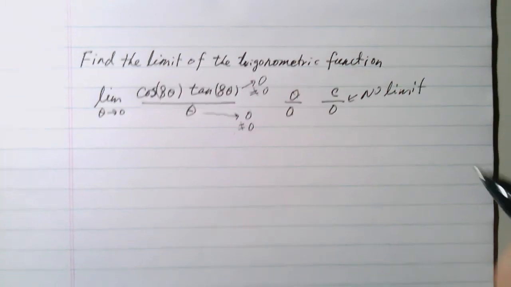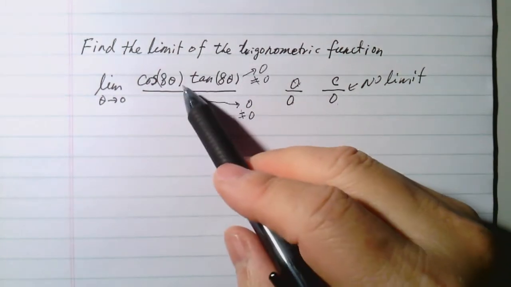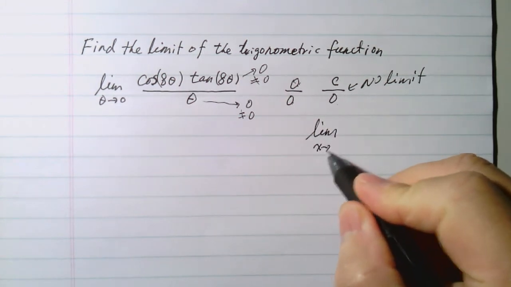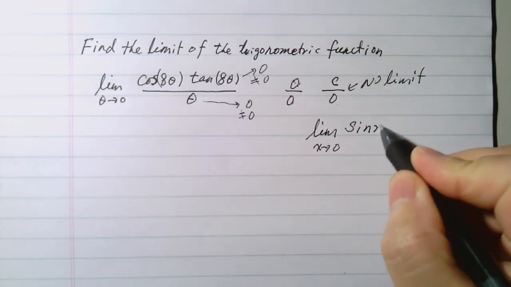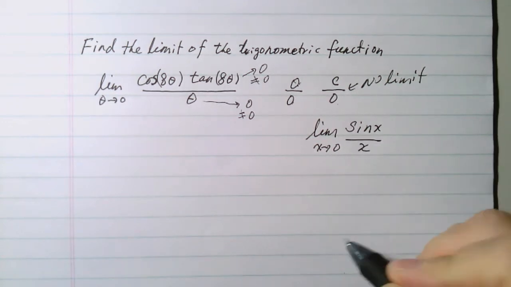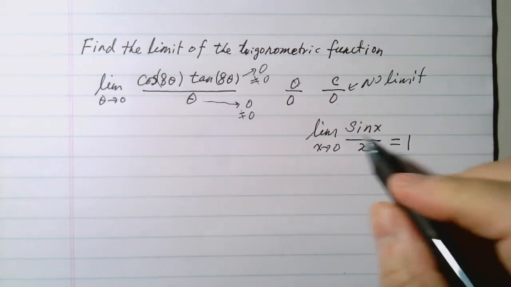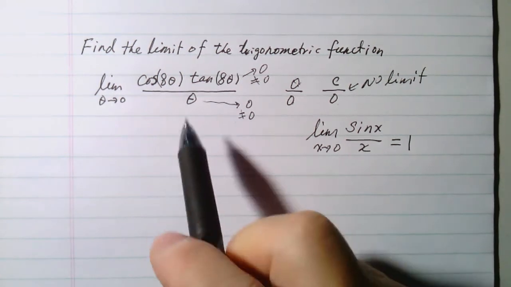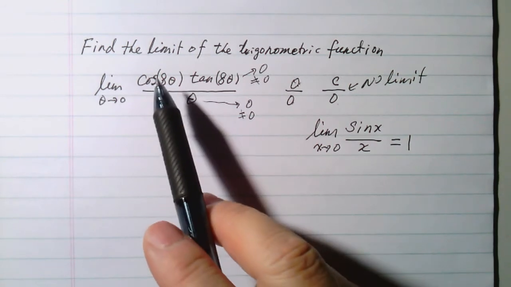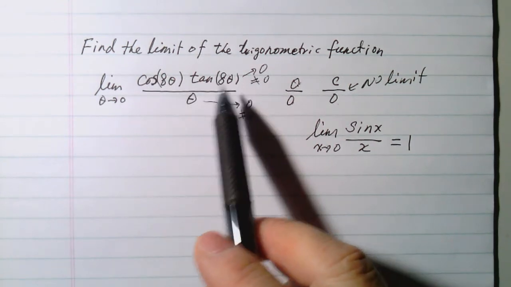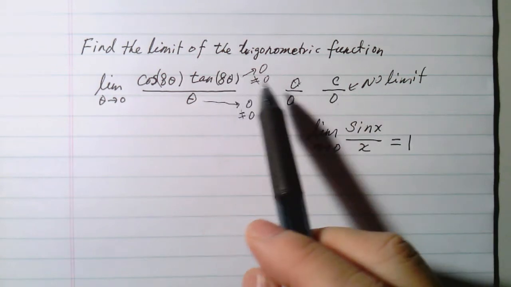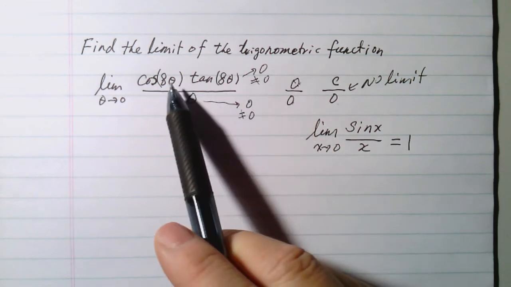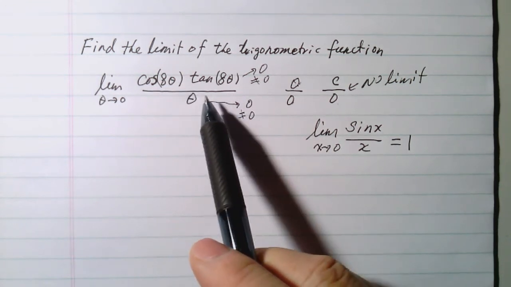Now this problem is still based on this limit: sine x divided by x as x approaches 0 equals 1. It's still based on this special limit. So let's take a look here. When you have trig functions, first you do substitution. You find that both numerator and denominator go to 0. So that's a 0 divided by 0 form, which means it may have a limit.